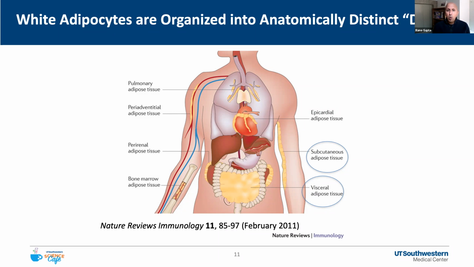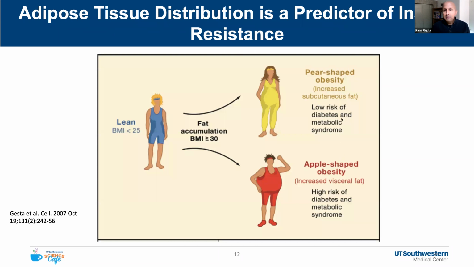Now, it turns out that where adipose tissues expand as one develops obesity is actually important. Those individuals who preferentially expand their adipose tissues in the subcutaneous regions, and particularly in the legs and the buttocks, and we often see this in females, are at a lower risk for developing diabetes and metabolic syndrome as compared to obese individuals who have the same BMI, but preferentially expand their visceral adipose tissue, their belly fat. And we typically see this in men.